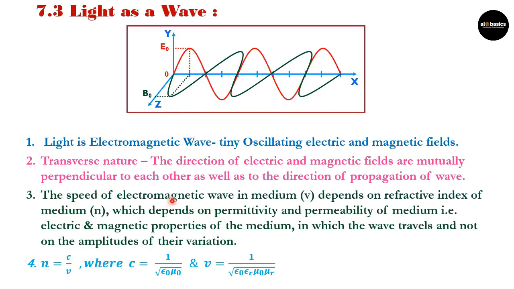The speed of an electromagnetic wave in the medium is given by V, and it depends on the refractive index of the medium, which is represented by N. This depends on the permittivity and permeability of the medium, that is, the electric and magnetic properties of the medium. We have studied this in electrostatics and magnetism respectively.